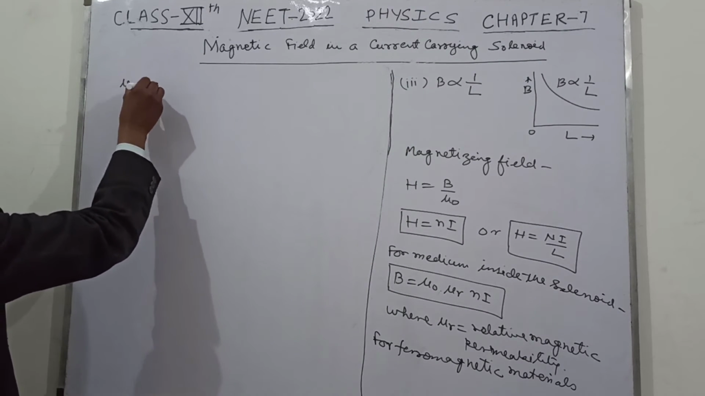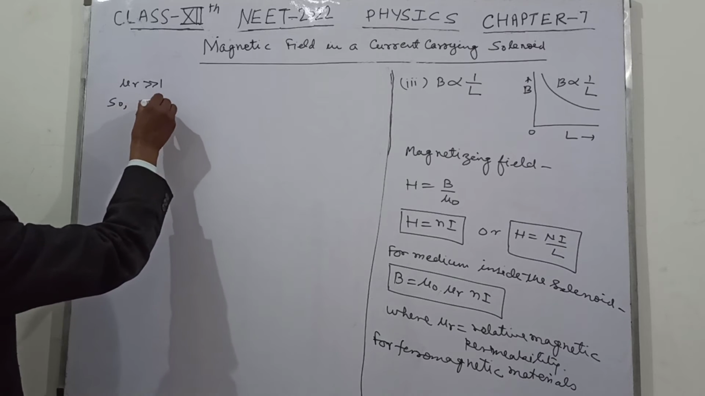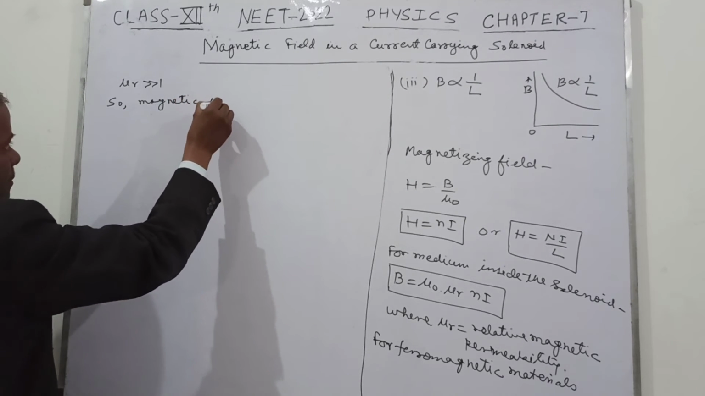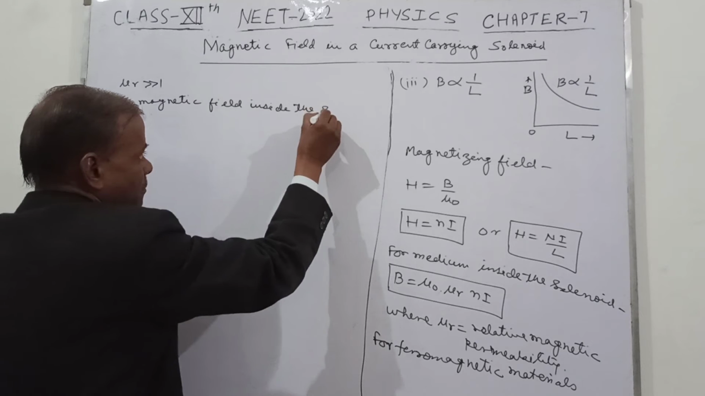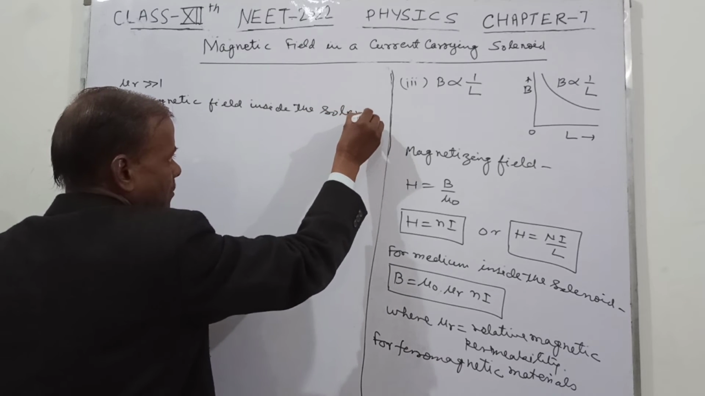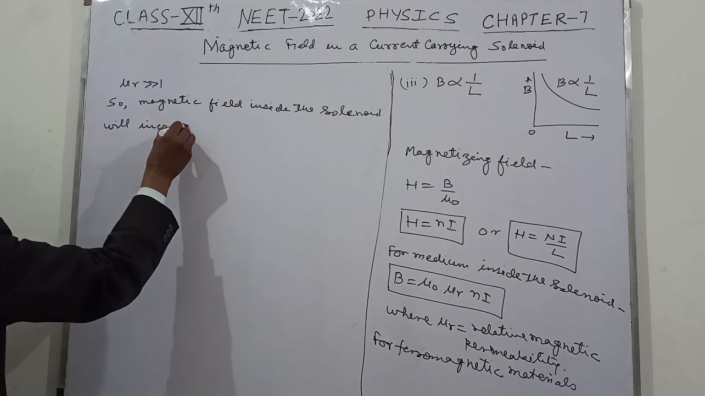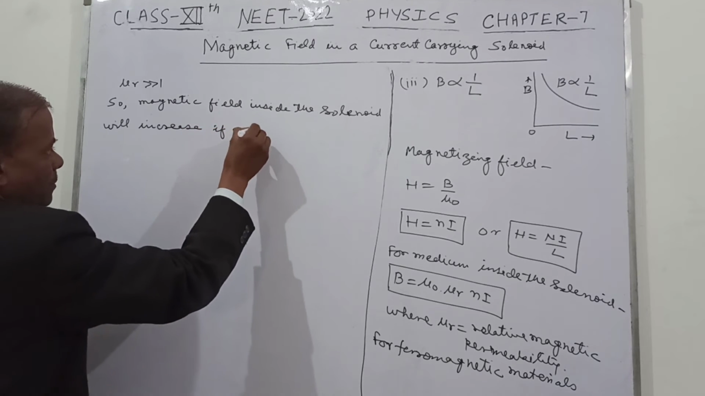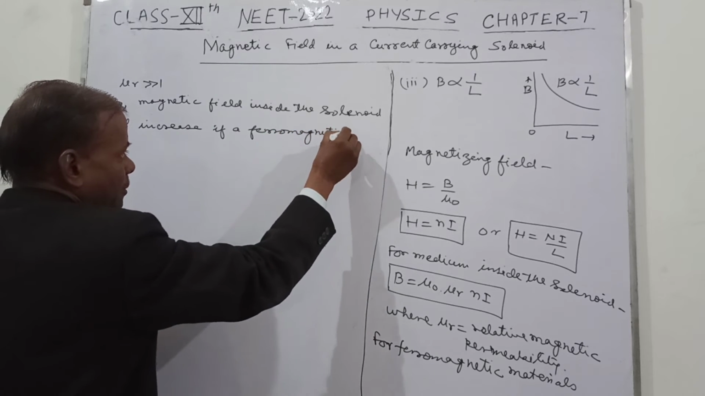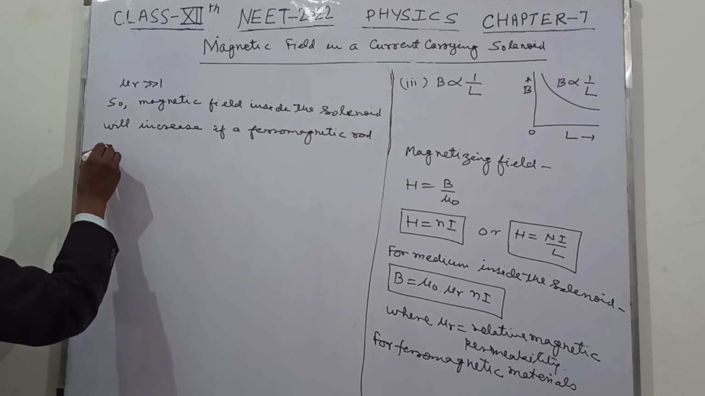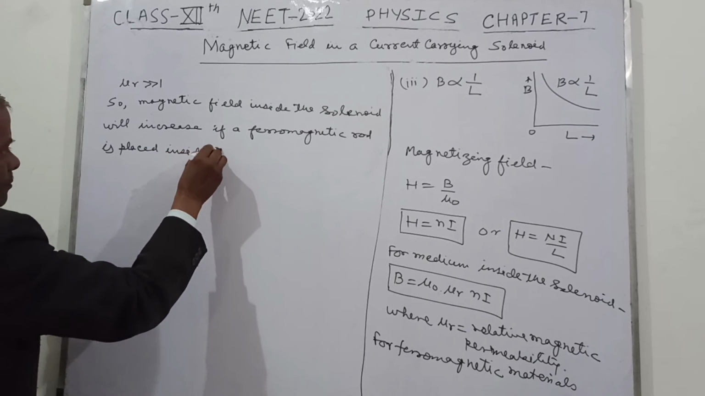This mu r is very greater than 1. So the magnetic field inside the solenoid will increase if a ferromagnetic rod is placed inside it.